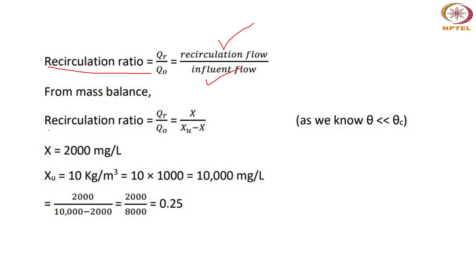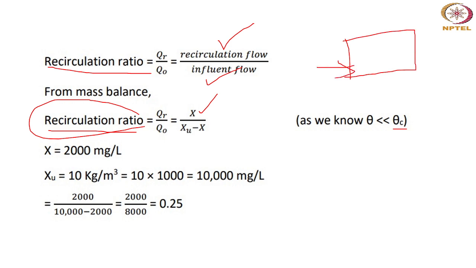And from the mass balance, we can write the recirculation ratio equals QR by Q naught equals X divided by XU minus X. And if the assumption is theta is much less than theta C, so the hydraulic detention time is much lesser than solid retention time, in that case, recirculation ratio. So you know what the recirculation is? If this is my ASP, then some portion is again coming back.